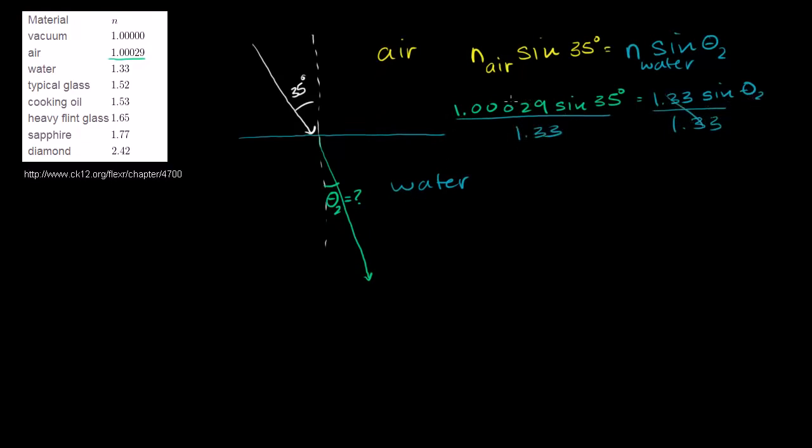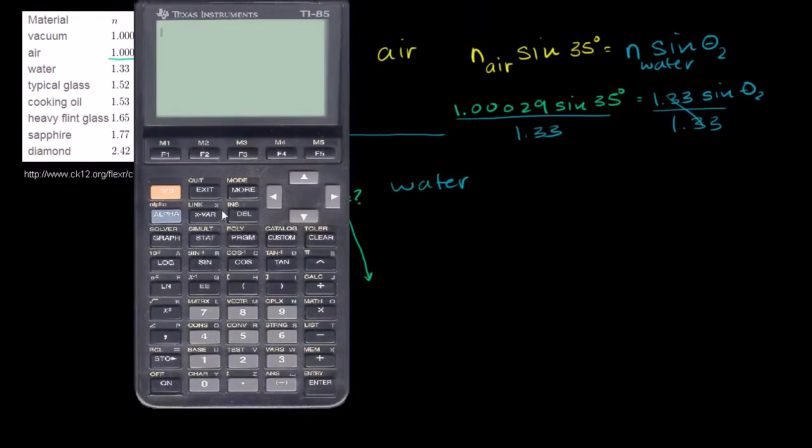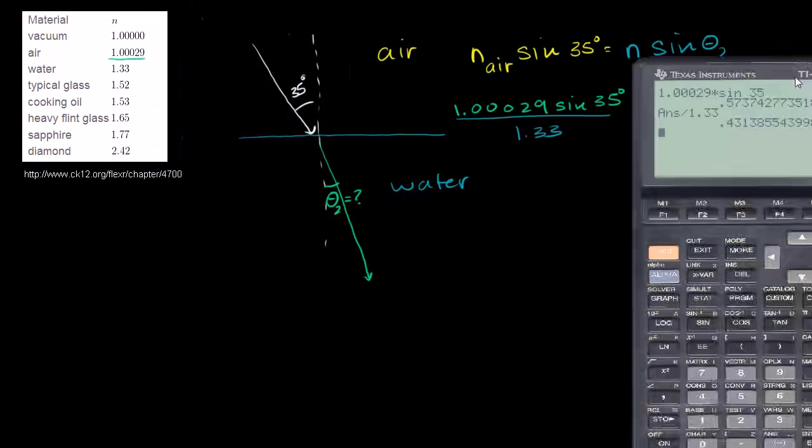On the left-hand side, let's get our calculator out for this. I made sure my calculator is in degree mode. So we want to calculate 1.00029 times the sine of 35 degrees. That's the numerator of this expression right here, the green part, that's 0.5737, divided by 1.33. I'm just dividing by the numerator here. When you just do a divide, this answer means your last answer. So that's the numerator up here, divided by that denominator. And so I get 0.4314. I'll just round a little bit.